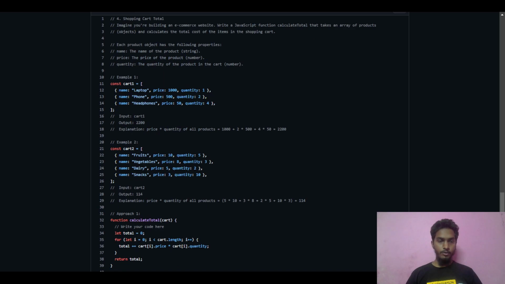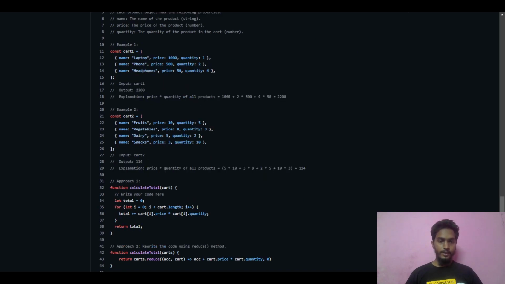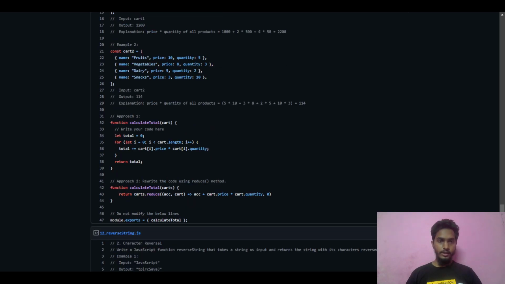Okay, so approach 1 is given here. Here we are doing the traditional for loop. First we are declaring the total and we are taking the cart array of objects. Then we are looping over the cart with a traditional for loop, i equal to 0, i less than cart.length, and incrementing the i value. Then we are adding to the total the current cart item price times current cart item quantity. Then we are returning the total.